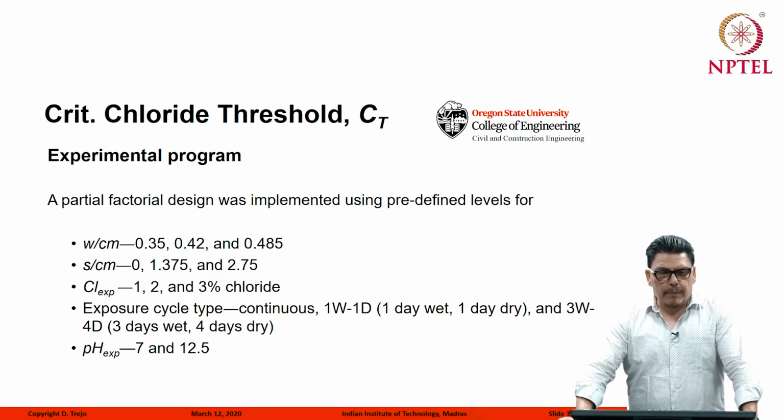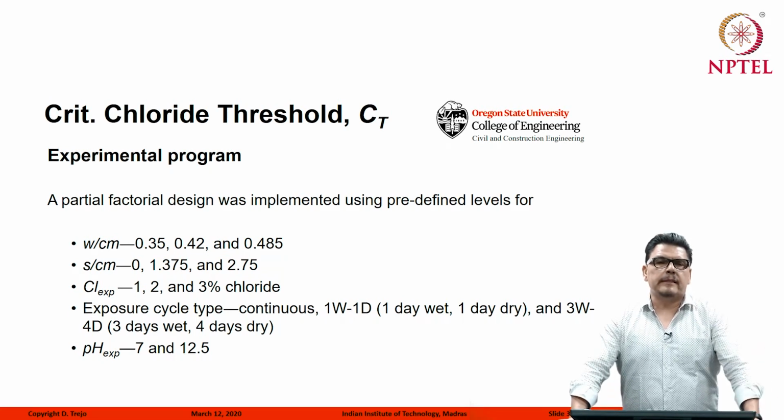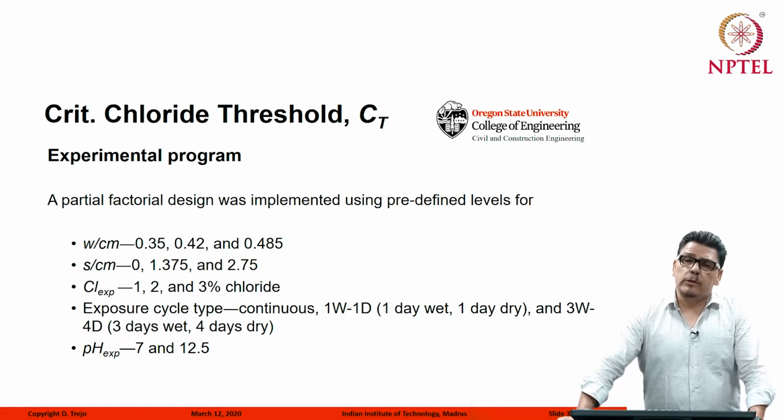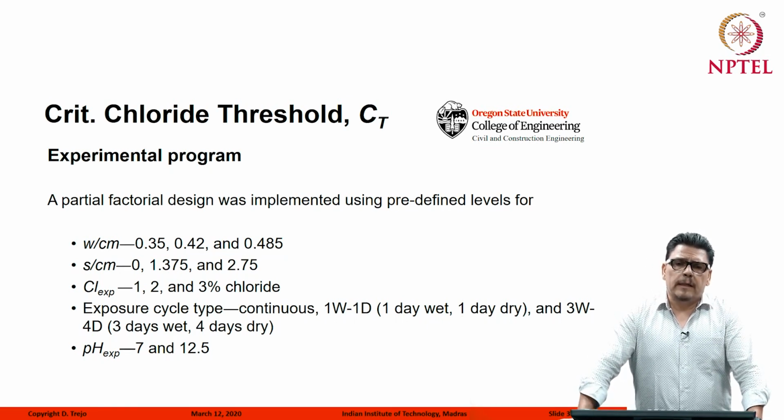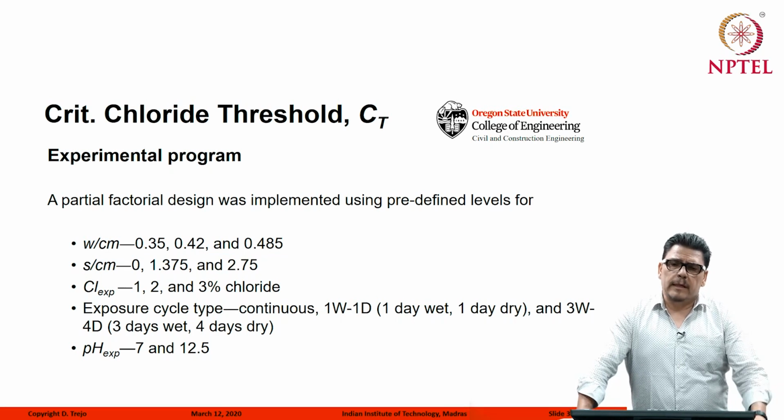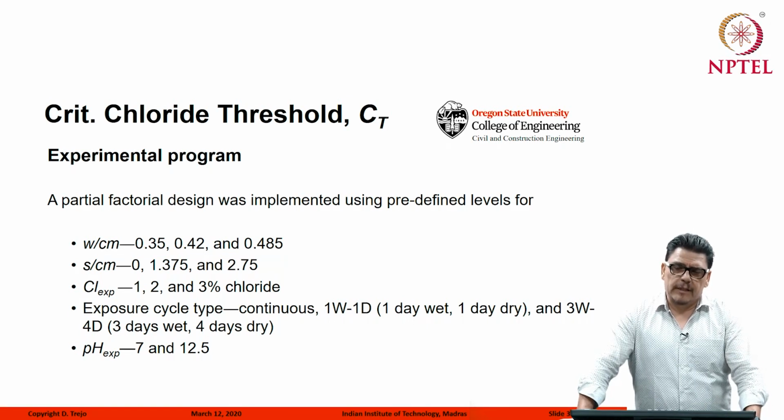Okay, so we did a partial factorial design. You can see our variables. We changed our water cement ratio, our sand to cement ratio, and our chloride exposure solution. We looked at different exposure cycles: continuously wet, 1 day wet and 1 day dry, and 3 days wet and 4 days dry. We wanted to see what would be most efficient, timely, and what gave the least variability.